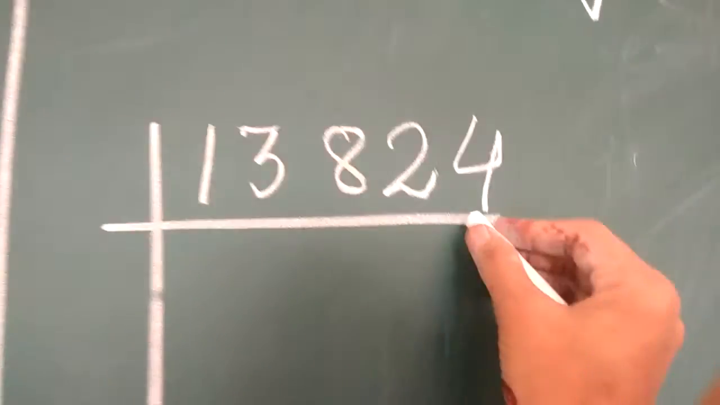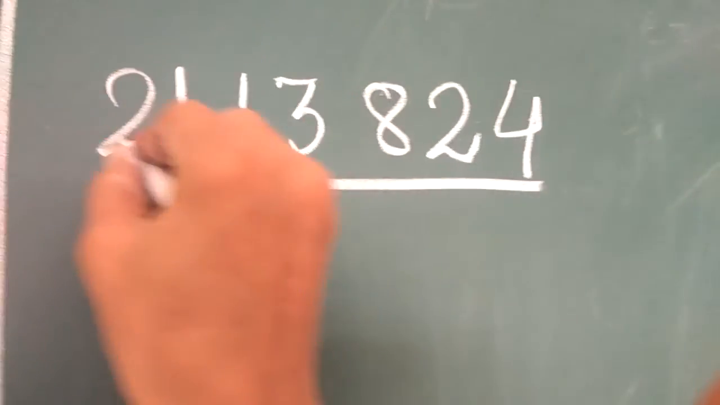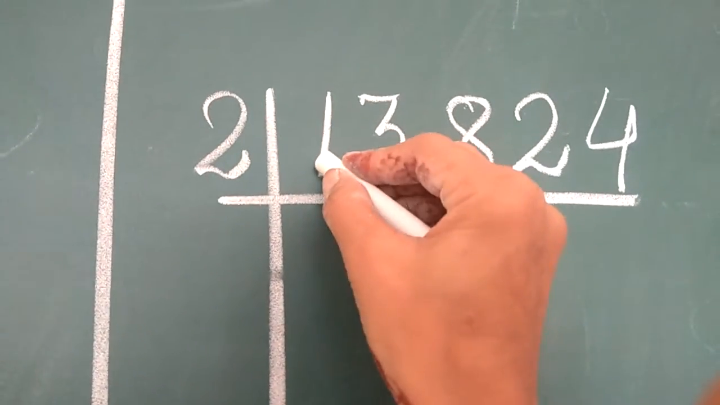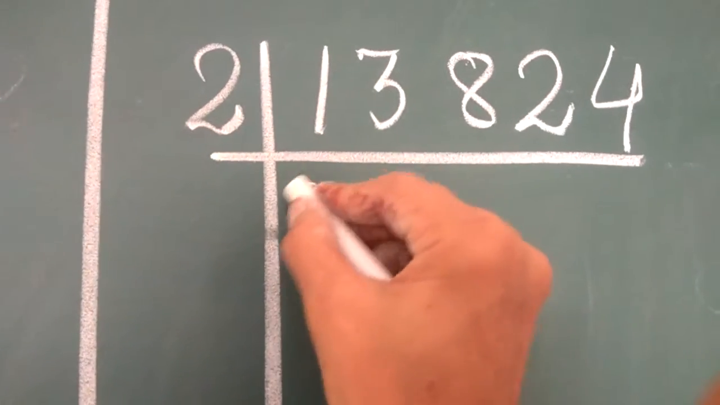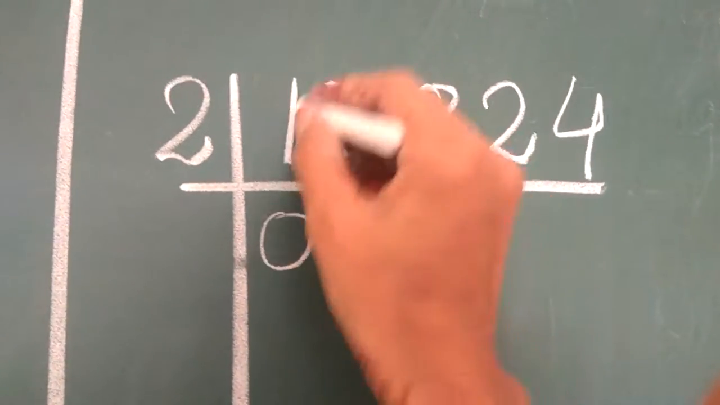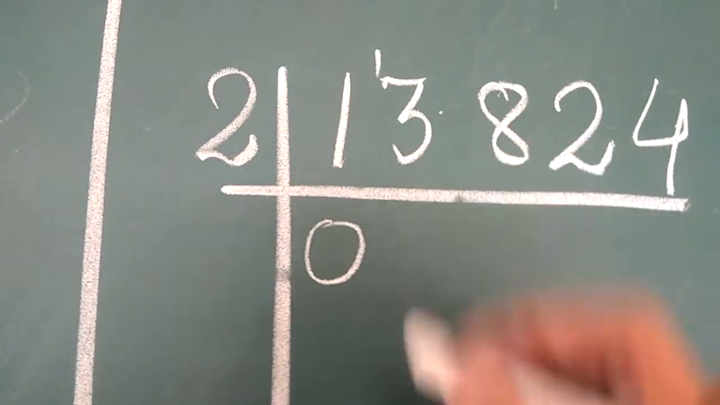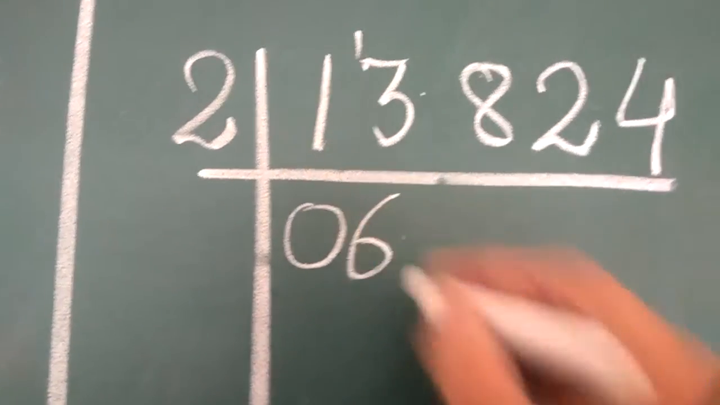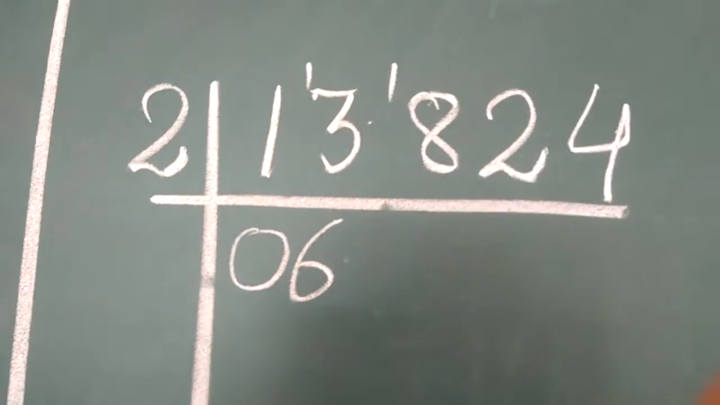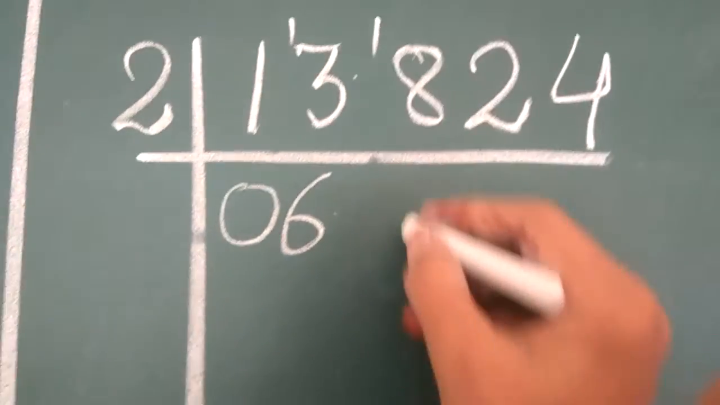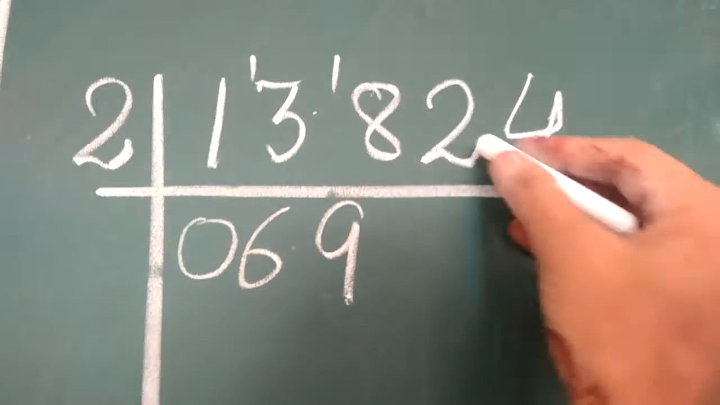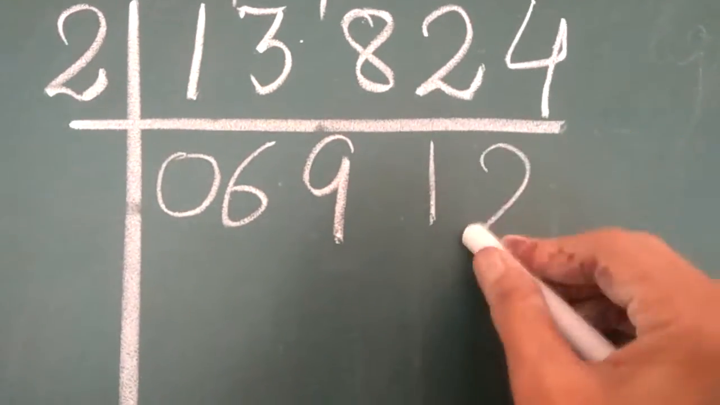Now as it is an even number, we will divide it by 2. For 1, as it is not divisible by 2, we'll place a 0. It will combine with 3, carry it forward, the number becomes 13. 2 6s are 12, again 1 balance is there, 18. 2 9s are 18, then 2 1s are 2, 2 2s are 4.